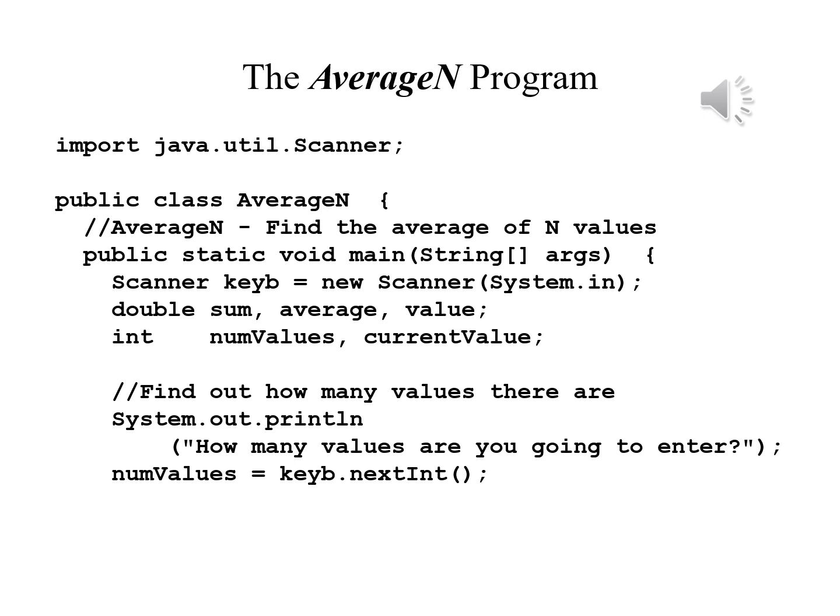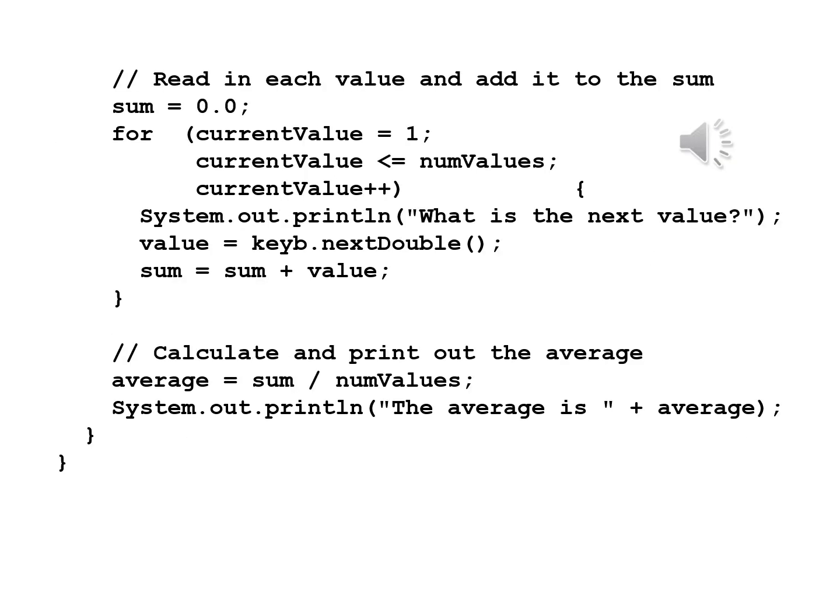Let's find out how many values there will be. System.out.println, "How many values are you looking to enter?" And below that, numValues equals keyboard.nextInt, open close parentheses, semicolon. Now we will use a loop to read in and add up all the values. We can do these two operations together, more or less.